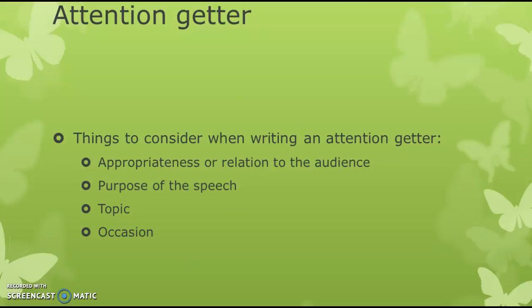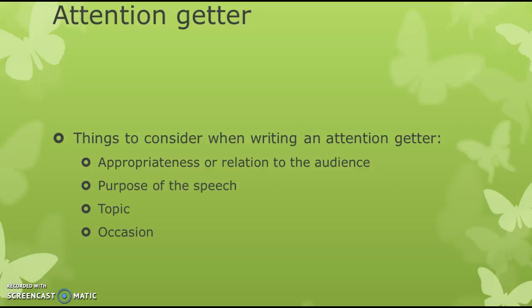So now let's look at attention getters. Things to consider when writing an attention getter. Appropriateness, relation to the audience. It should be relatable to the audience. It should connect to the audience in some way. Maybe you could share a story and say, I'm sure you all can relate. Let's say you were writing about dog bites, and you'd say, I'm sure some of you at some point in your life have had a dog bite or something like that. So make sure that it's appropriate for the audience, but also that it's relatable and it's going to be useful to them.